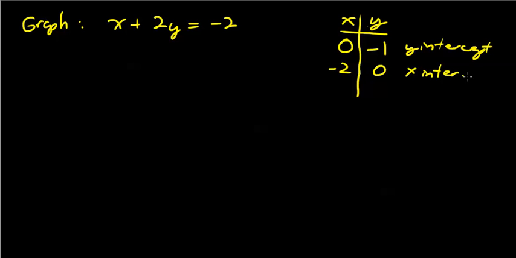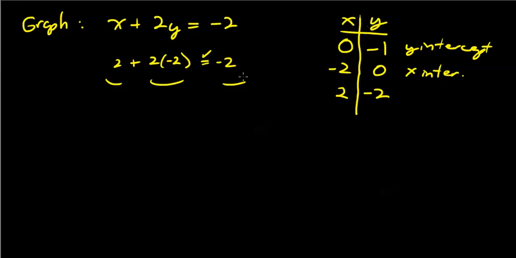And I'll need a third confirming point. I think we can see if x is 2 and y is minus 2, that will indeed solve this equation. Let me check it. 2 plus 2 times minus 2, is that equal to minus 2? I believe it is. 2 plus minus 4 is minus 2. So I've got a set of 3 points, which is plenty to graph a line equation.